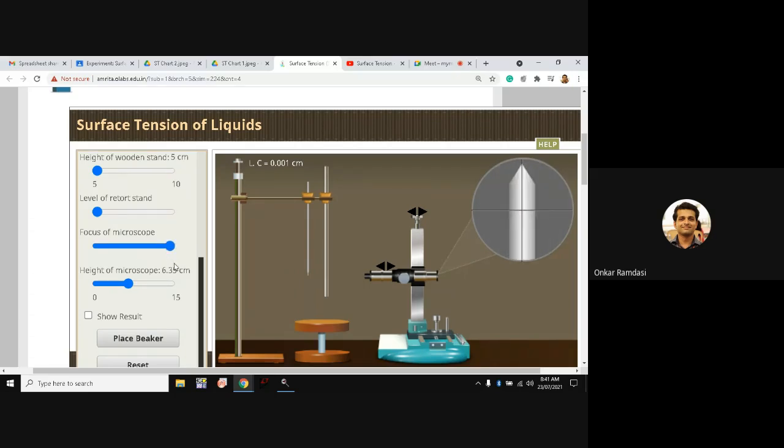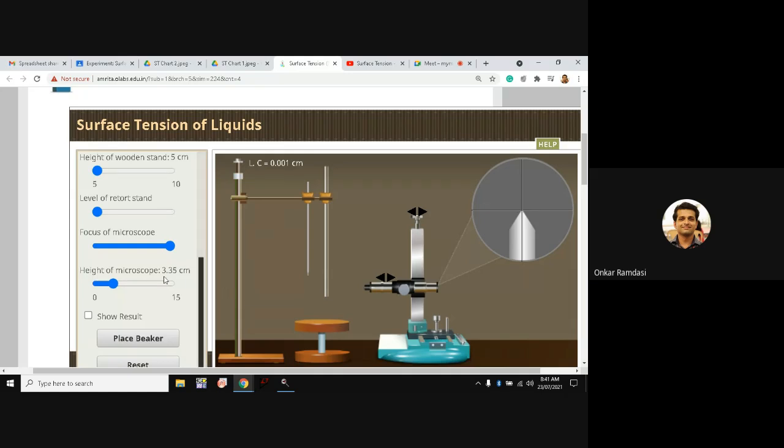Can you see this tip, the needle? Yes, sir. Now again, I need to adjust the crosswire in such a way that it just touches the tip of the pin. Now again, I need to change the height. You can see the variation. Again, for fine tuning, you can use this vertical screw. Using that, it's getting fine.